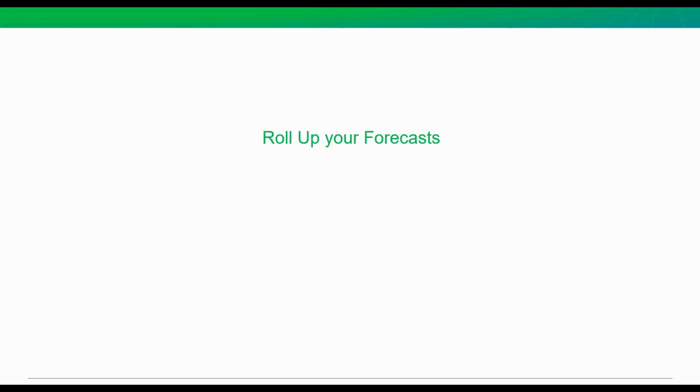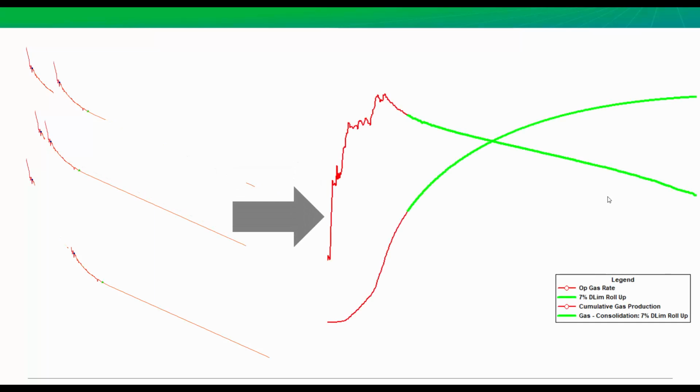Today we're going to learn how to roll up our forecasts or consolidate them. What do I mean by that? It means we're going to take many individual declines or forecasts for our wells and combine them all together to see our consolidated forecast, or the sum of all those individual forecasts. It's going to be really quick and easy, so let's check it out.